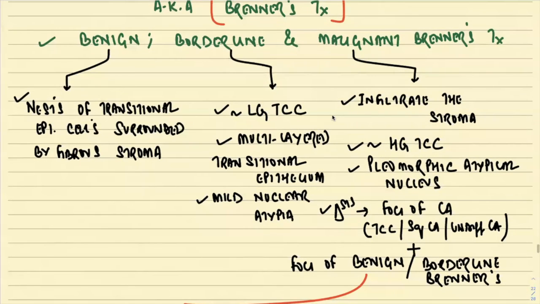And just like any other epithelial tumor, we have benign, borderline, and malignant. Over here, unlike the endometrioid variety, the benign and borderline varieties are far more common. Now, the benign variety is characterized by the presence of nests of transitional epithelial cells, which are surrounded by a fibrous stroma. That is your benign variety.